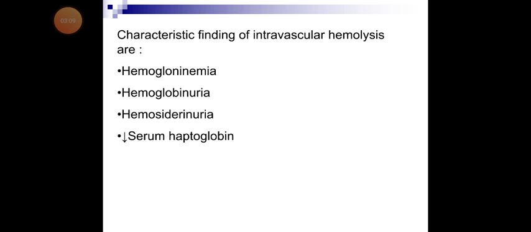Characteristic findings of intravascular hemolysis are hemoglobinemia, hemoglobinuria, hemosiderinuria, and decreased serum haptoglobin.